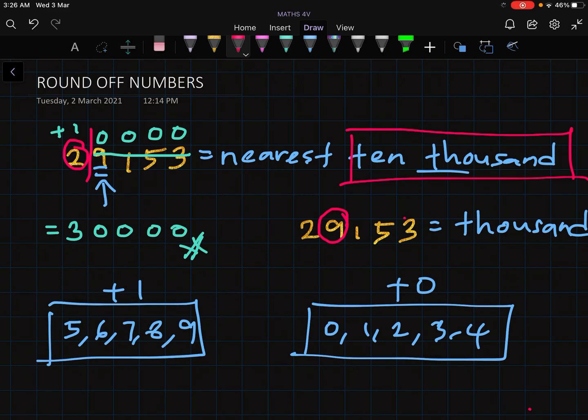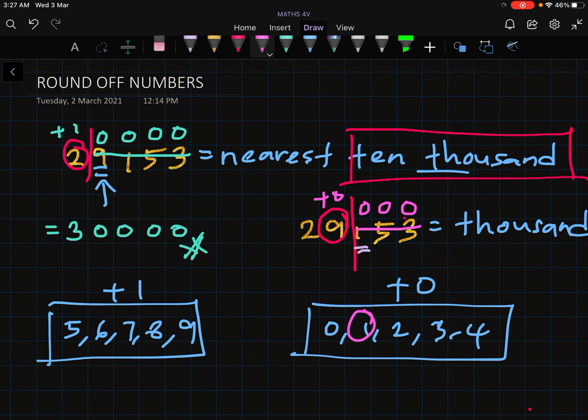Then we make one straight line. Now we look at the number just after the straight line. Here we have 1. If it's 1, that means we have to plus 0. Here we'll plus 0. So what will happen to the numbers after the straight line? After the straight line all the numbers will become 0. We have 3 digits here, so all 3 will become 0.